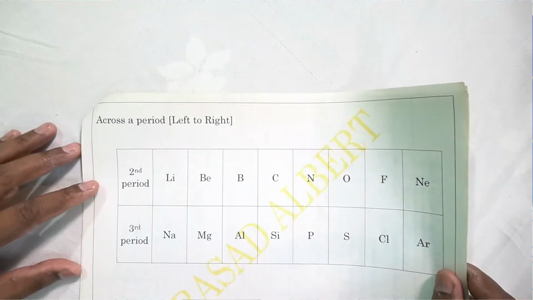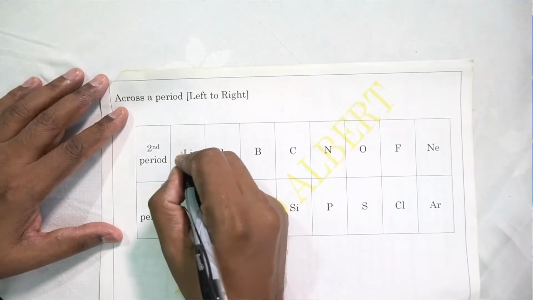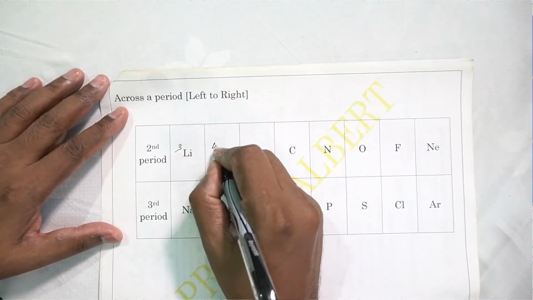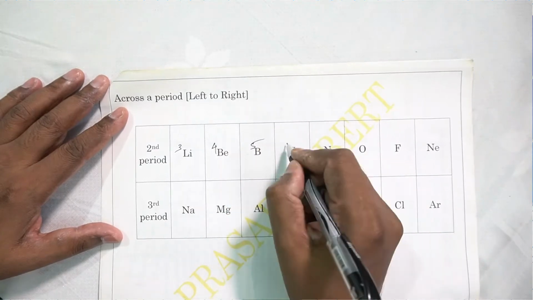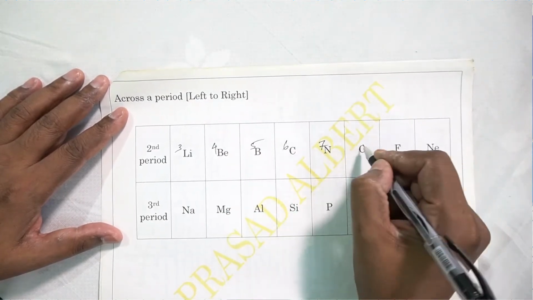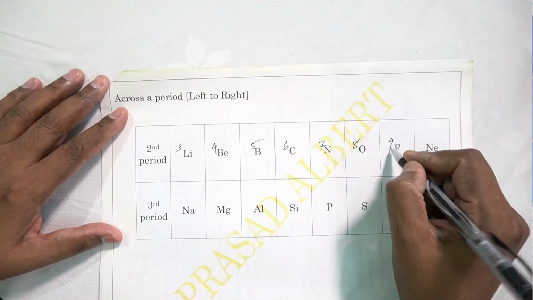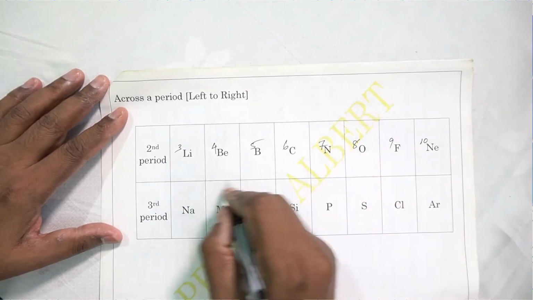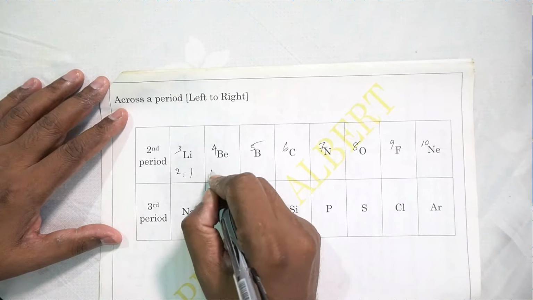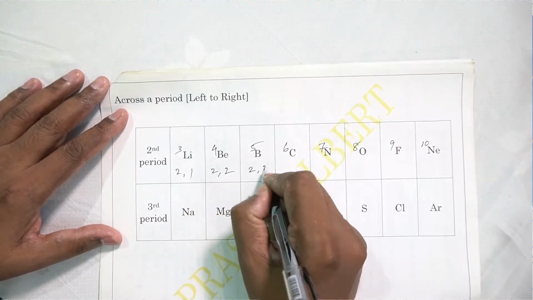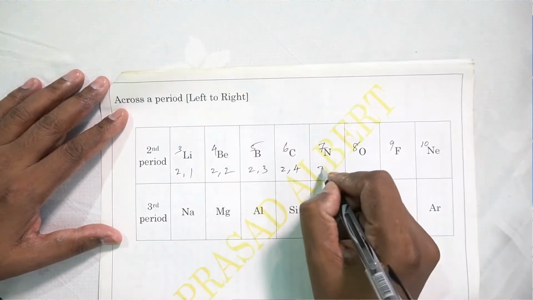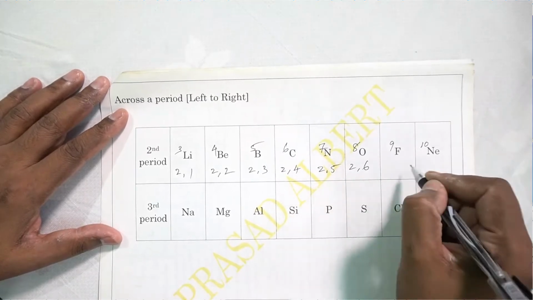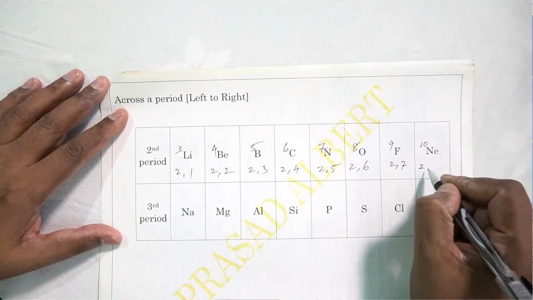So we have the second and third period before us. In the second period we have lithium atomic number 3, beryllium 4, boron 5, carbon 6, nitrogen 7, oxygen 8, fluorine 9 and neon 10. So the electronic configuration, if you write this, is 2, 1, 2, 2, 2, 3, 2, 4, 2, 5, 2, 6, 2, 7 and 2, 8.